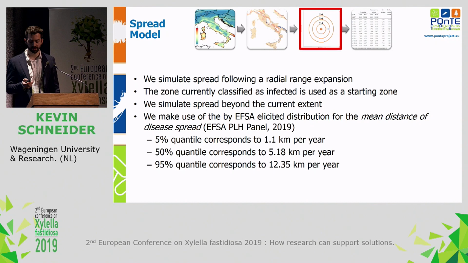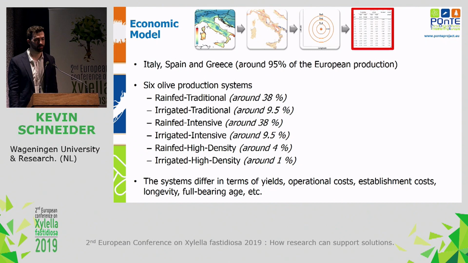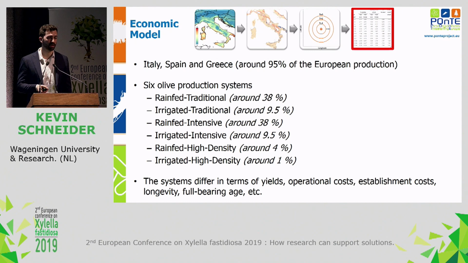In terms of economics, we compute impacts for Italy, Spain, and Greece, because these countries account for around 95% of the European olive oil production. Within every country, we model 6 cropping systems. The systems differ in the tree densities per hectare and whether or not they're irrigated or rain-fed. Country-specific data on the distribution of the national area of production into these different cropping systems was obtained from Eurostat. And the different systems differ in economically relevant parameters, such as the full bearing yield, the operational costs, the establishment costs of an orchard, as well as the longevity of the system.